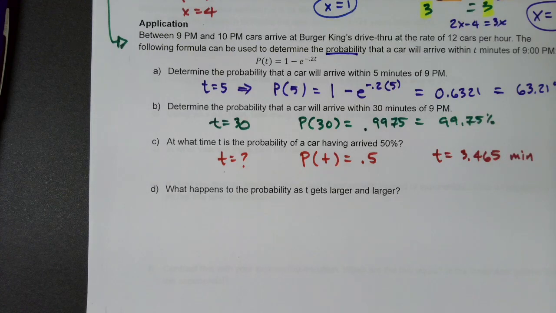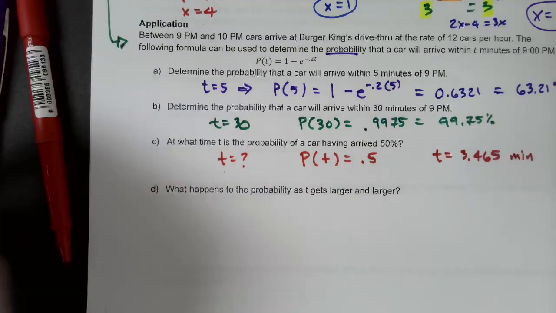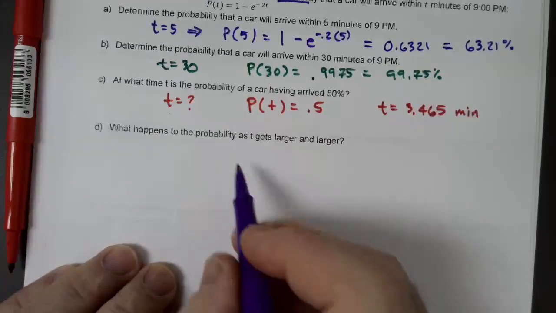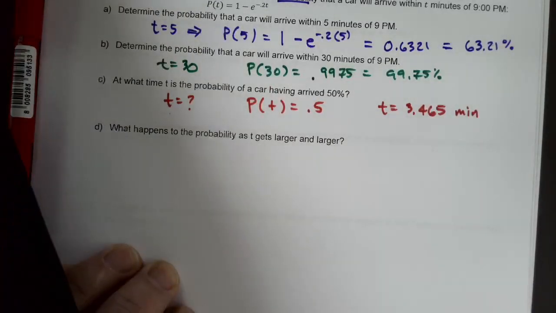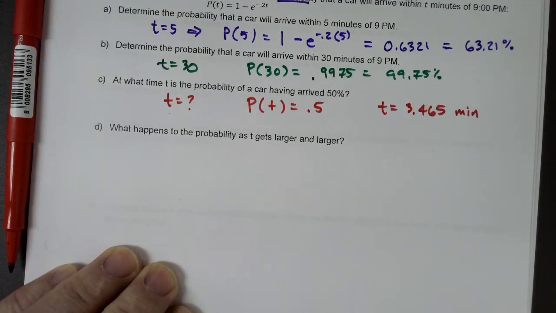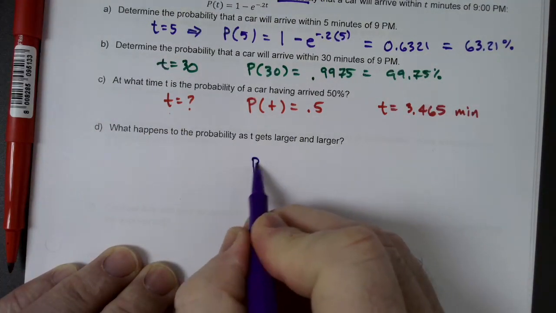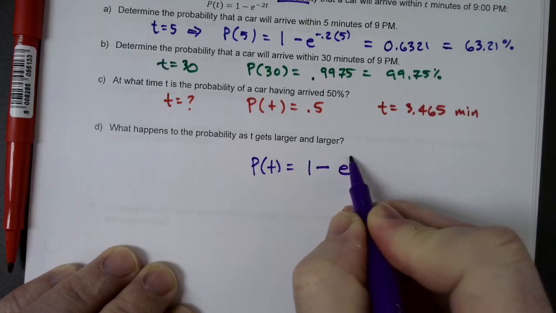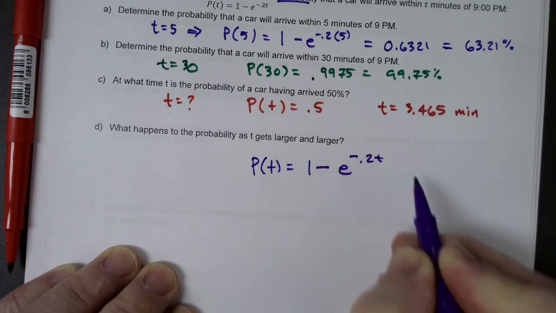Okay. Now, what happens to the probability as t gets larger and larger? Okay. So this is expanding our understanding a little bit. Let's take a look at this equation and try and answer it here. And we're not going to use our calculator on this. We're just going to kind of think this through. P of t equals 1 minus e to the negative 0.2t.